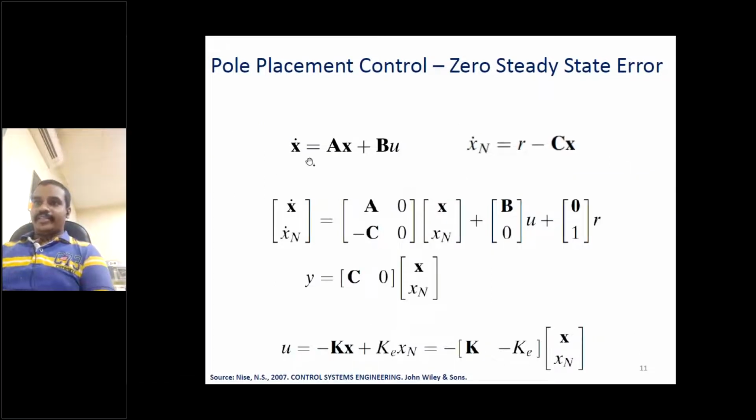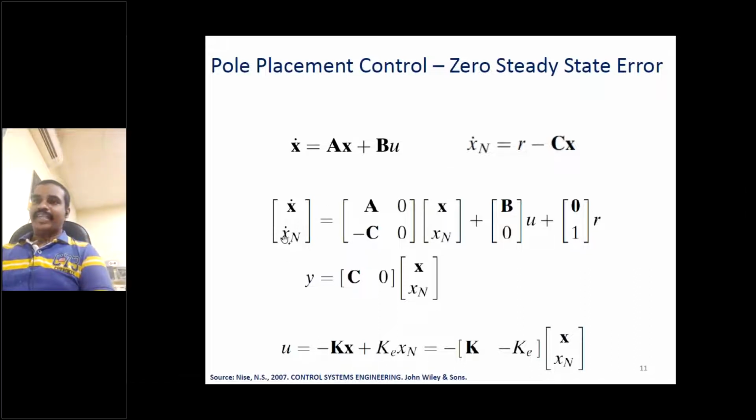So now, there are two systems. First of all, I have to form the augmented system. This is my actual system, and this is another state I am adding to the actual system. If the state here is second order and I add one more, it will become a third order system. This is called the augmented state. The first thing: x dot equals A into x plus B into u, and the R term is not there. So if I multiply like this, A into x plus 0 plus B into u plus 0.